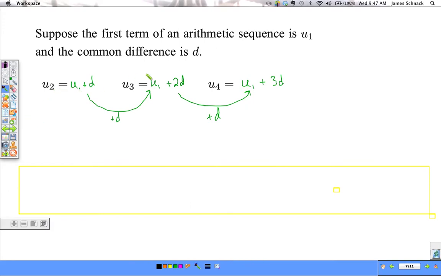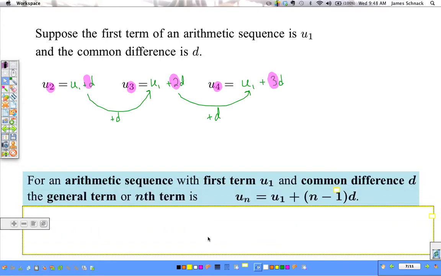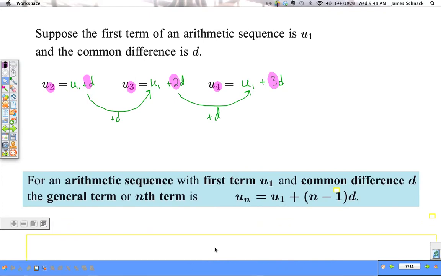Look at what's happening with our term number and the coefficient in front of d. It's always one less. And noticing that pattern can allow us to write a general rule that will work for all arithmetic sequences. If we have an arithmetic sequence that has a first term called u sub 1 and a common difference called d, the general term, or nth term, can always be found fitting this pattern. U sub n is the first term plus n minus 1 times the common difference.